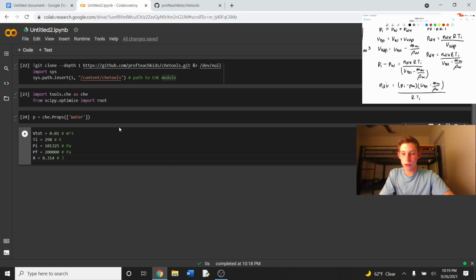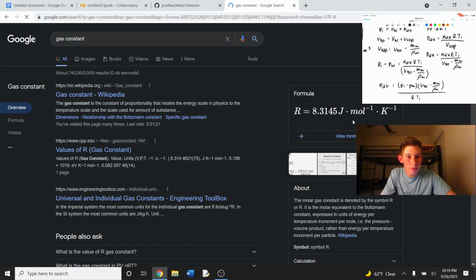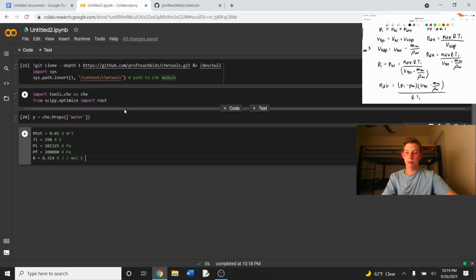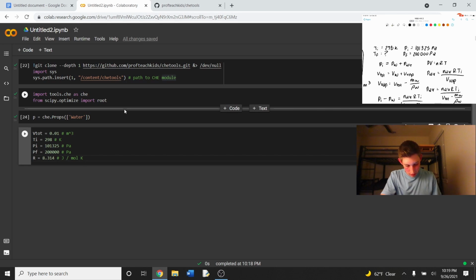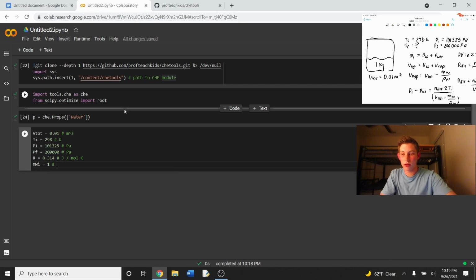That's in joules per mole Kelvin. Let me just confirm. Yes. Awesome. So do we have any others that we need? 1, 2, 3. Oh, the mass of our water initially is 1 kilogram.